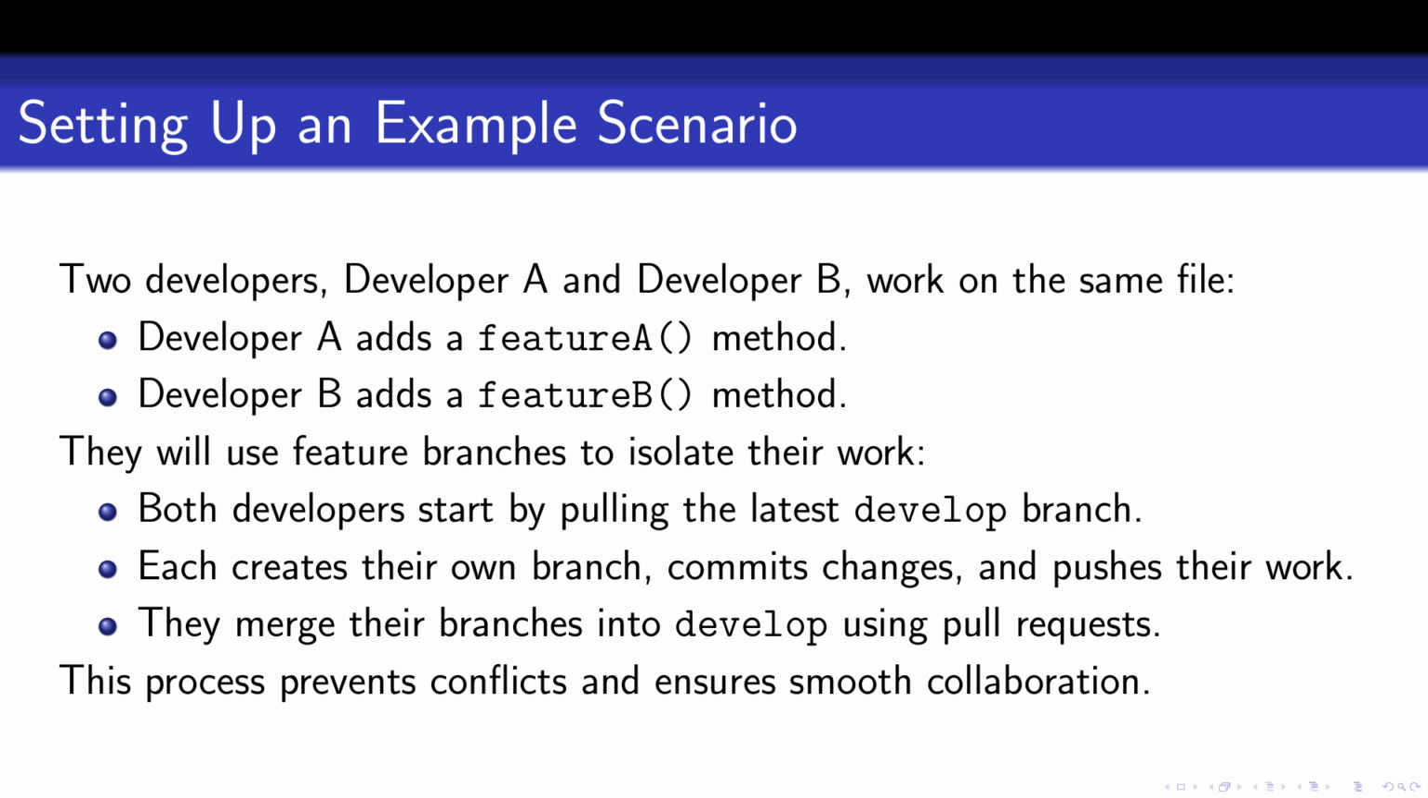Developer A and Developer B work on the same file. Developer A will add a feature A method, while Developer B will add a feature B method. They use feature branches to isolate their work and start by pulling the latest develop branch. This setup prevents conflicts and streamlines collaboration.